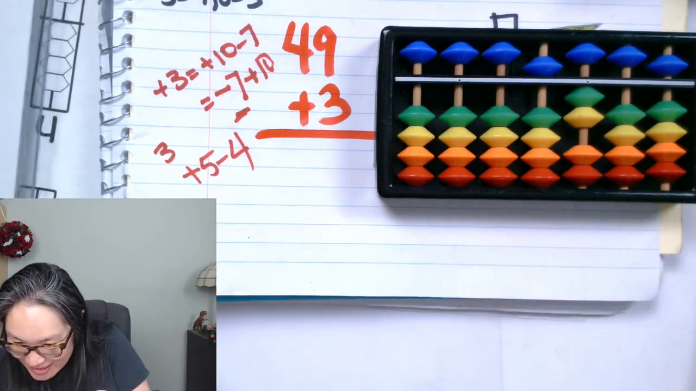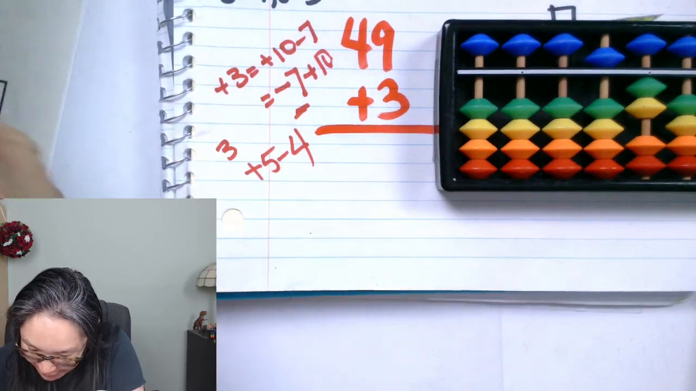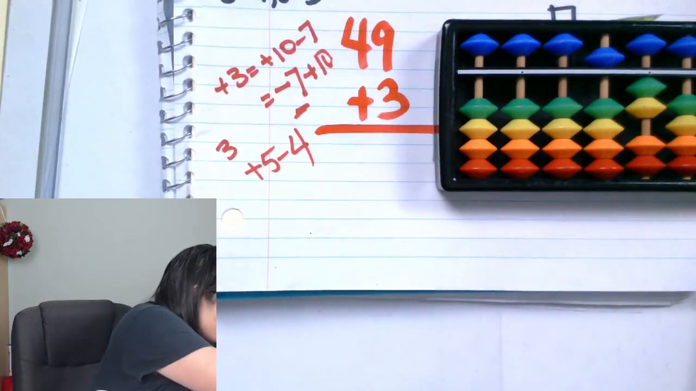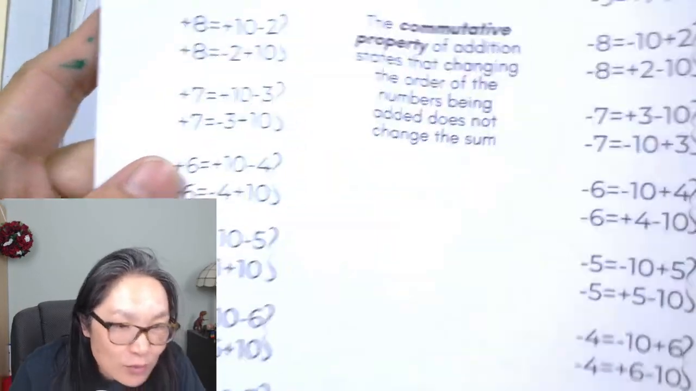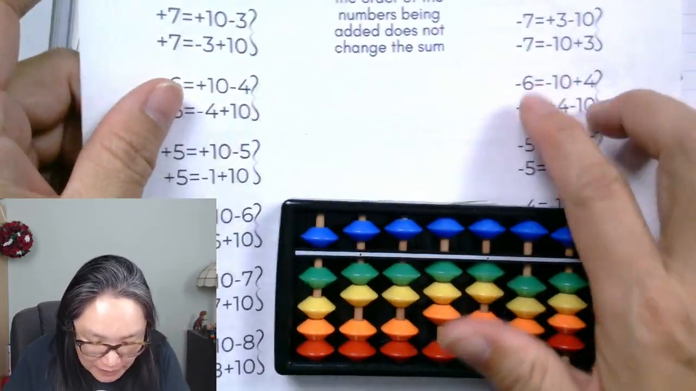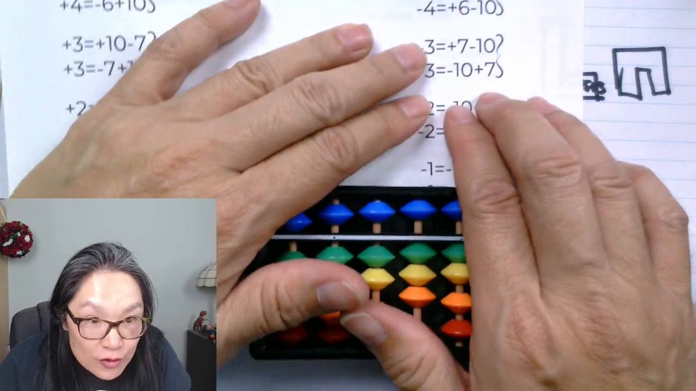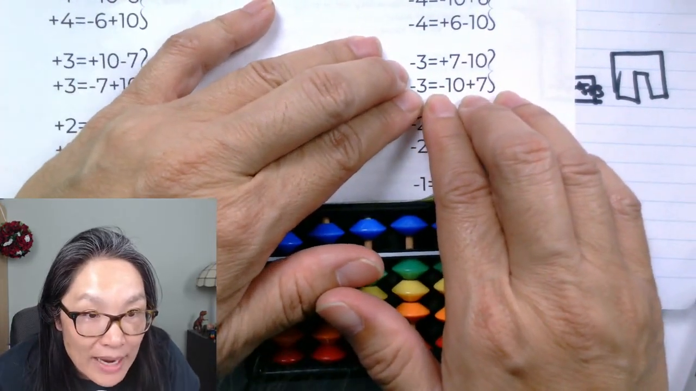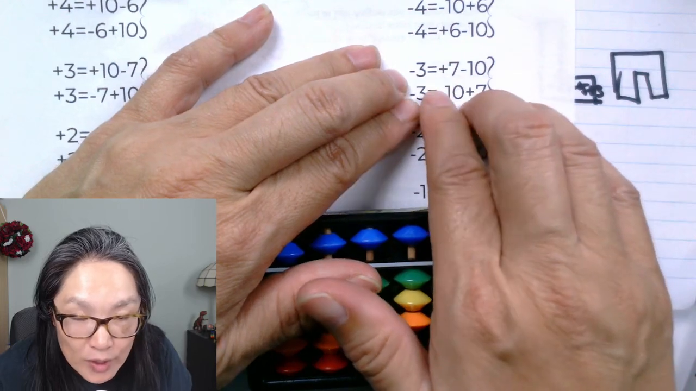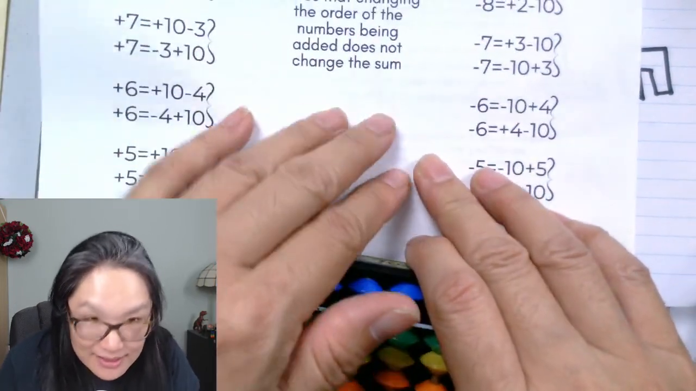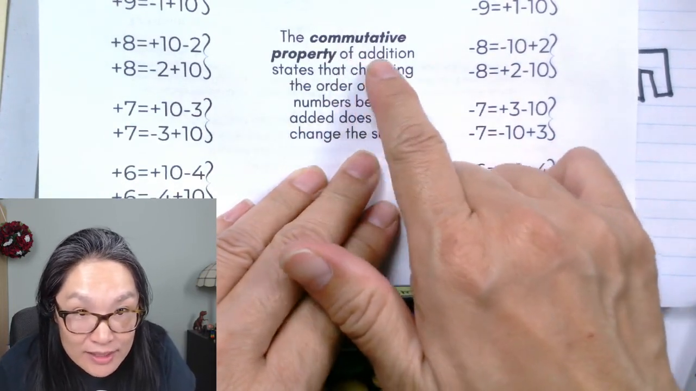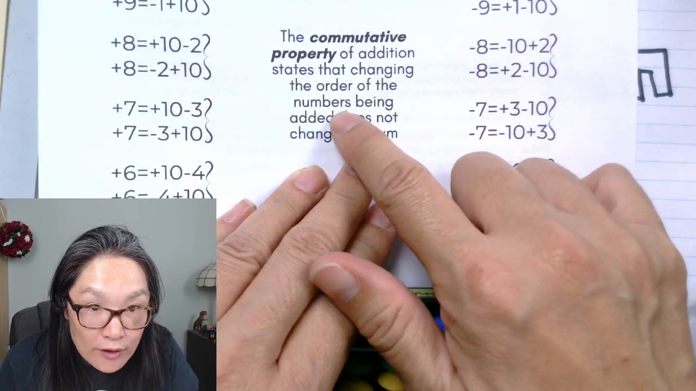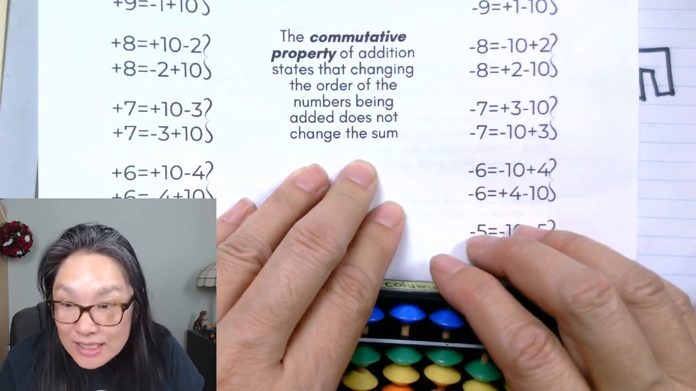So this is what we call the commutative property. That's what I was explaining from before, right? We can do either or. We'll do it again. If you notice, we could do this: minus the 10 or plus the 10. This is what we call the commutative property. This is a math terminology. The commutative property of addition states that changing the order of the numbers being added doesn't change the sum.